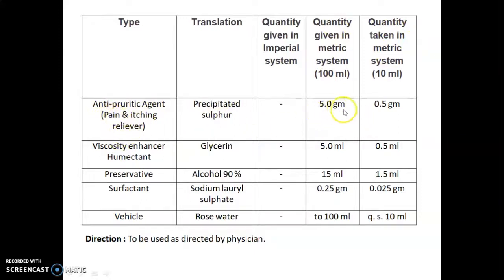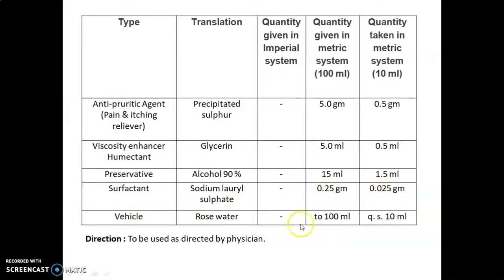Quantity given is 5 gram, quantity taken is 0.5 gram, which is calculated with the help of factor. Glycerin is used as a viscosity enhancer, that is a humectant which maintains the humidity or moisture balance. Quantity given in the metric system is 5 ml, quantity taken should be 0.5 ml. 90% alcohol is used as a preservative. Quantity given is 15 ml and quantity taken is 1.5 ml. Sodium lauryl sulfate SLS is used as a surfactant, quantity given 0.25 gram and quantity taken should be 0.025 gram.